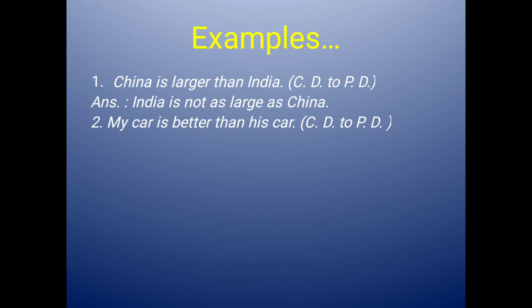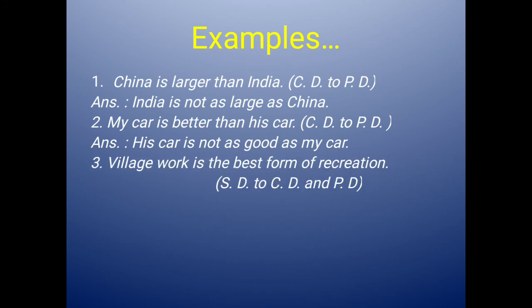Now I'm going to show you the correct answer of it. We need to start with the second object. So which is the second object here? Right, we have two words, my car and his car. So the second object is his car. It means we need to start with his car. So let's see. His car is not as good as my car. I hope your sentence is correct.